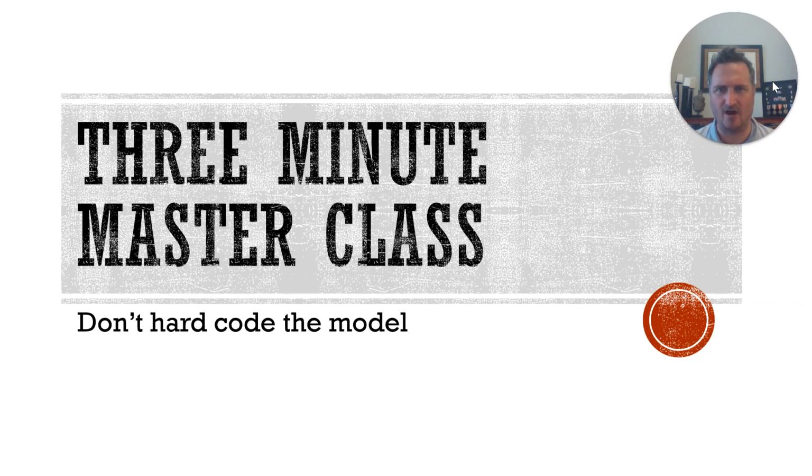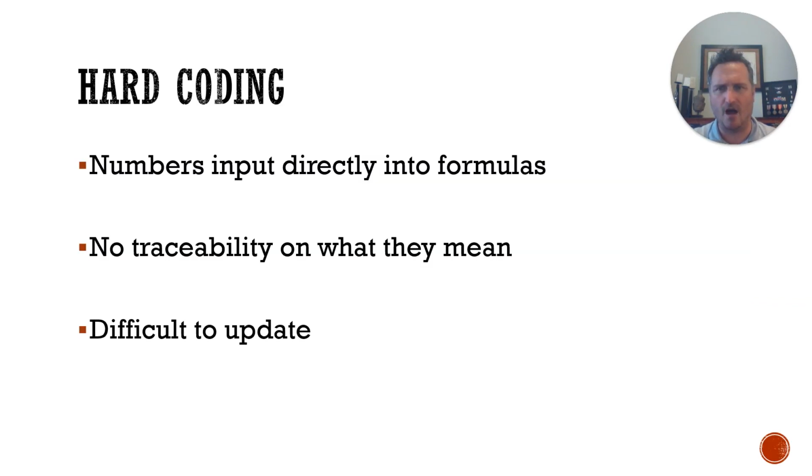Today we will talk about hard coding an Excel model and why you should never do it. Hard coding is when you input a number directly into a formula in Excel. This is bad for a couple reasons, chiefly because when you just type a number in, you don't have any traceability on what that number is or why you put it in there. And it's also very difficult to update a model if all the numbers have been hard coded.